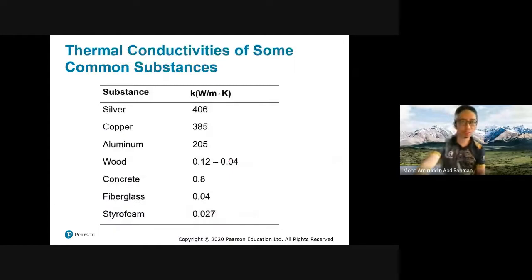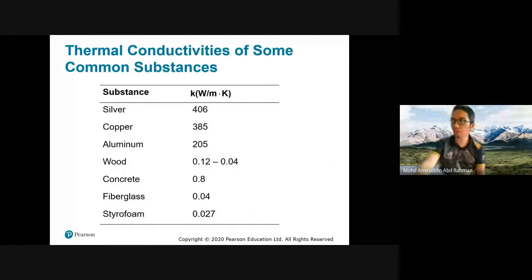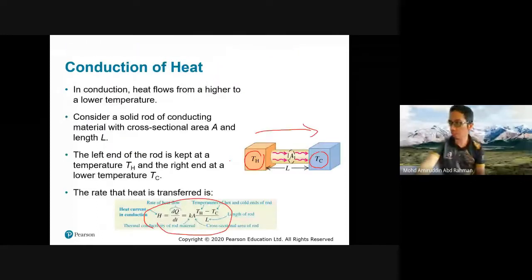Okay, so this is the thermal conductivity of some common substances. Here K is the thermal conductivity. This is the thermal conductivity of this rod, meaning the capability of that object to transfer the heat. When you have higher conductivity, of course, the heat transfer will be easily done between the two objects.